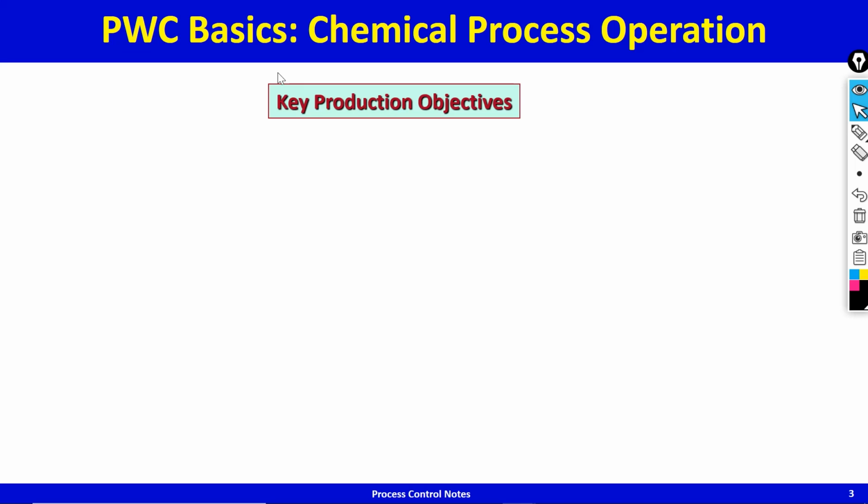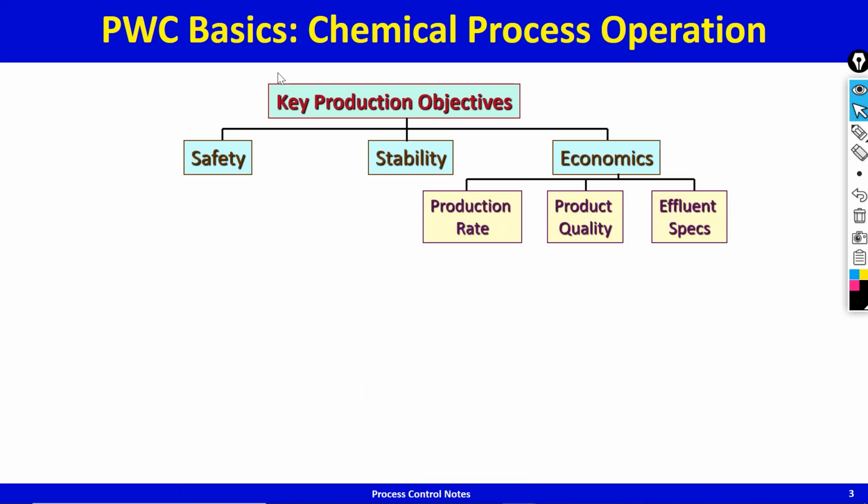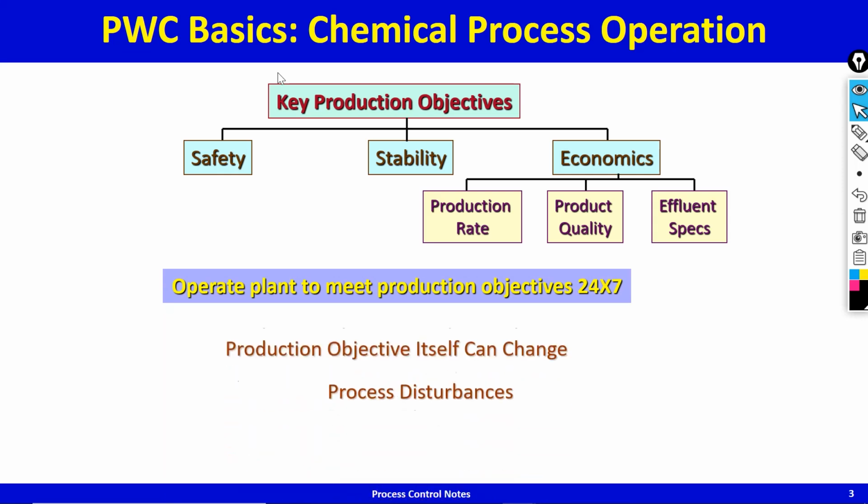So now we have chemical processes with all these recycle loops in there, and these processes need to be operated safely, stably, and economically, and economics is typically reflected in production rate, product quality, effluent specs. These need to be met all the time. We want to operate the plant to meet the production objectives all the time, 24/7.